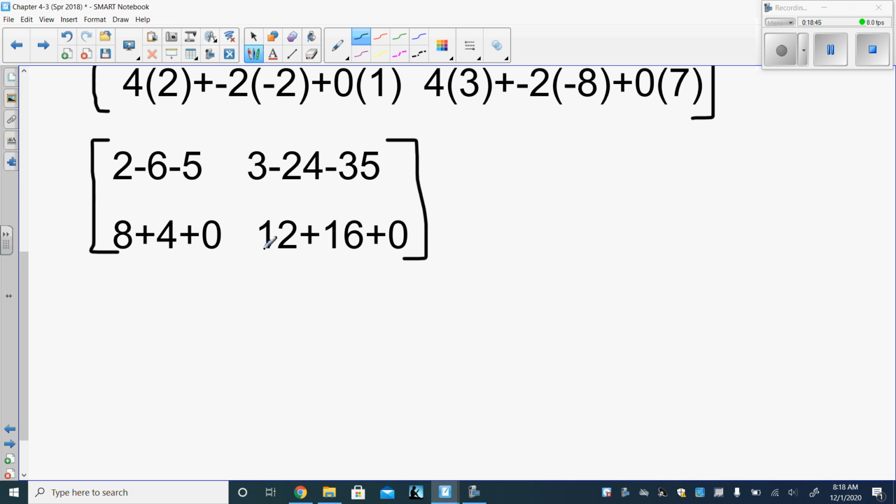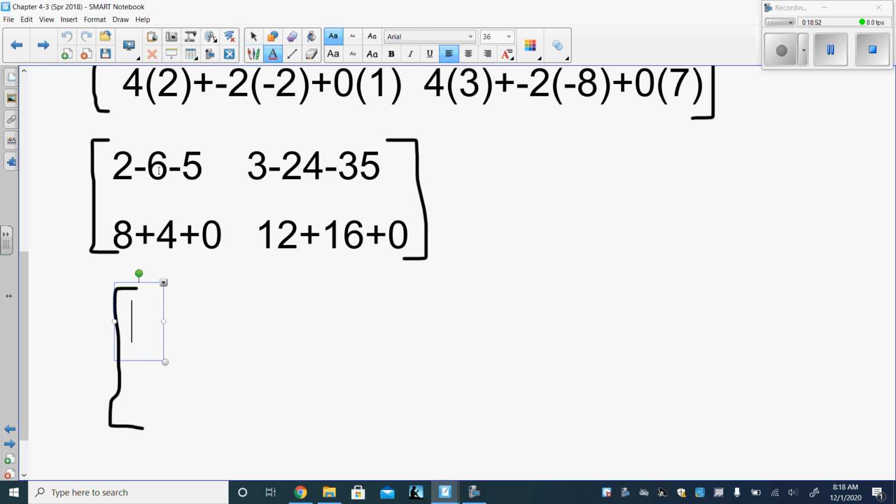Now we're almost done. Now we just need to combine these last terms. And once we combine those, then we are done. Well, 2 minus 6 minus 5. Well, 2 minus 6 is negative 4. Minus 5 would be negative 9.